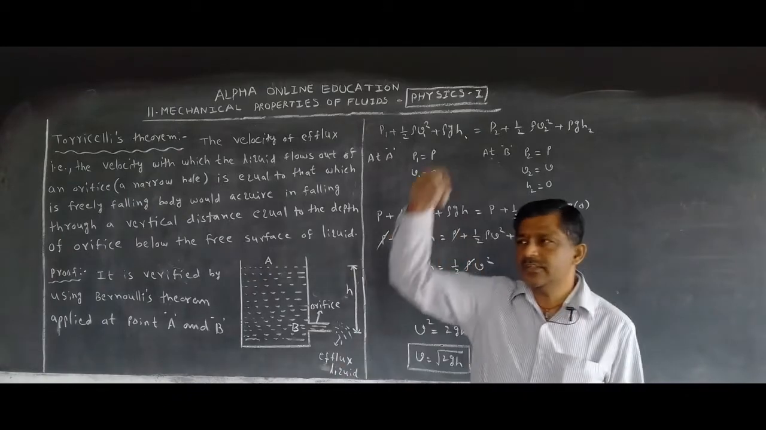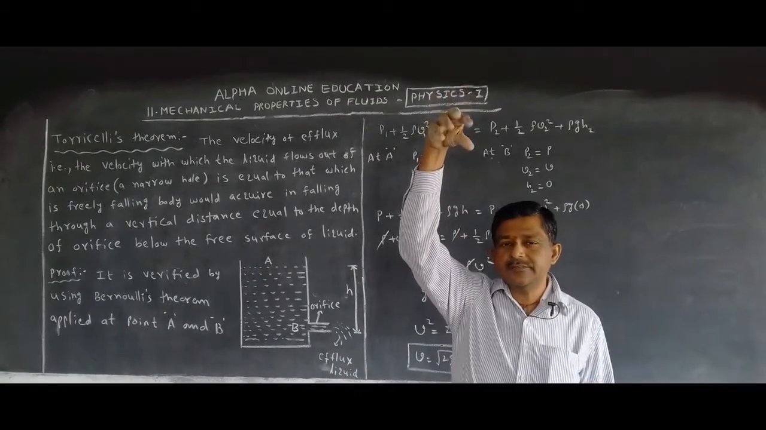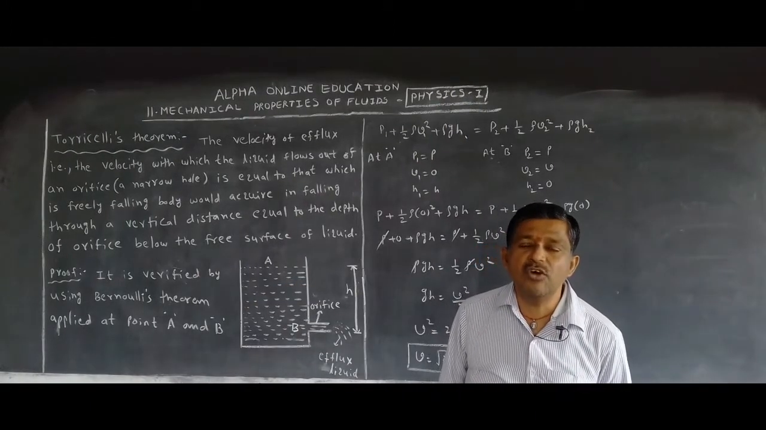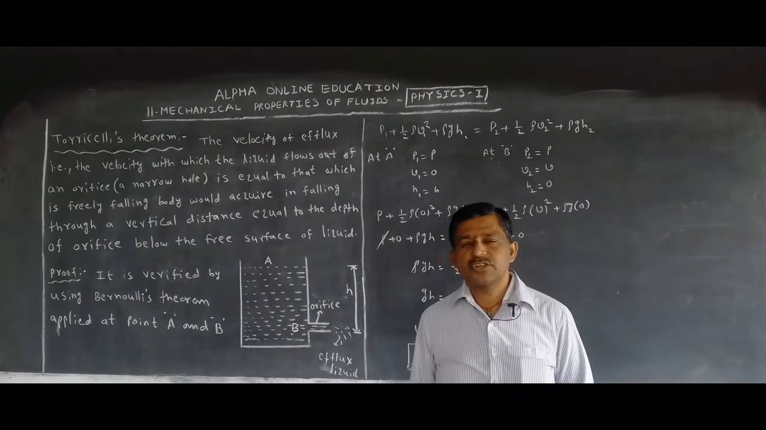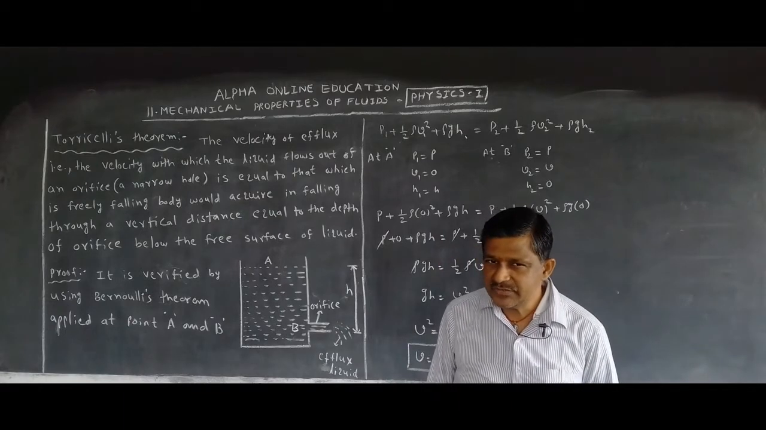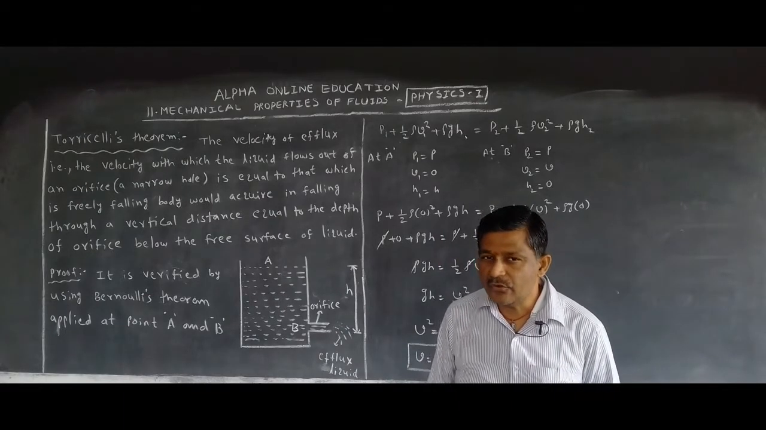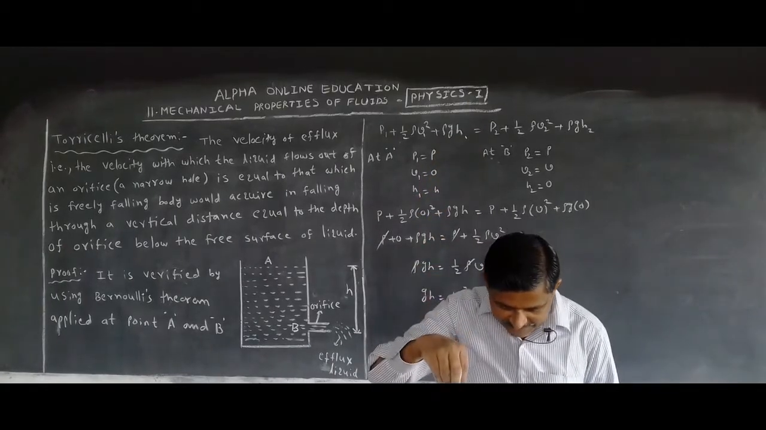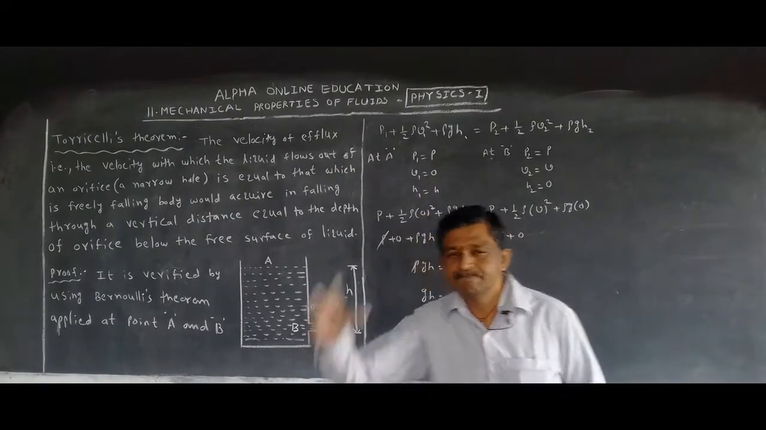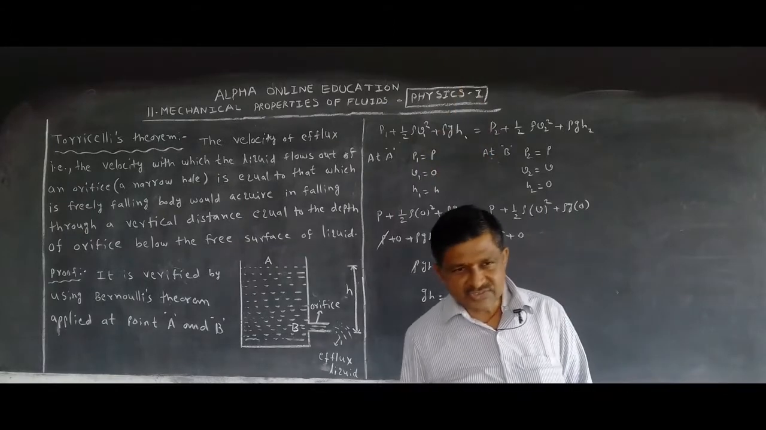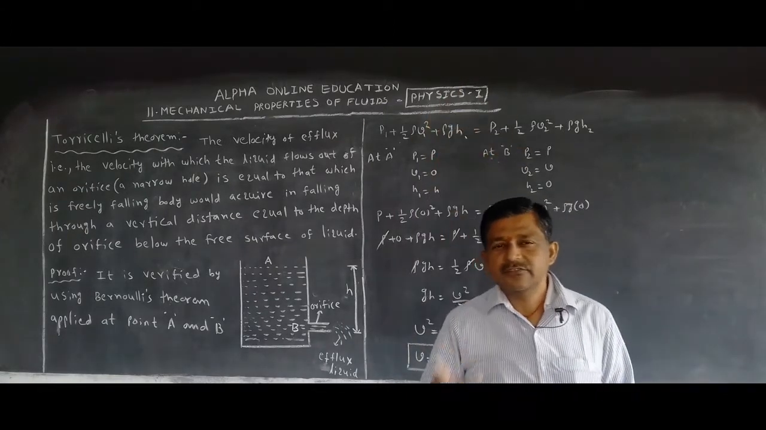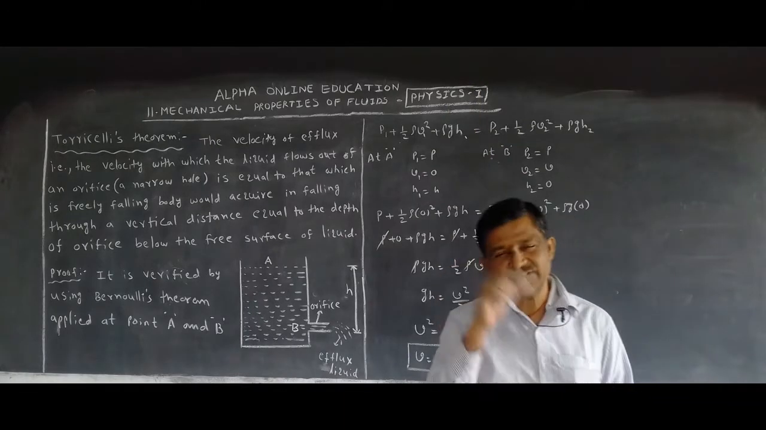We know that when any object is dropped, the dropped object is called a freely falling body. When the freely falling body touches the ground, we know its final velocity v is equal to root 2gh.